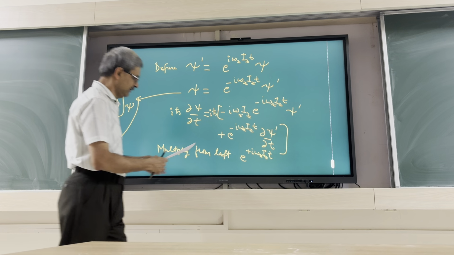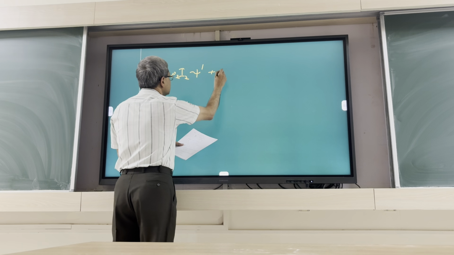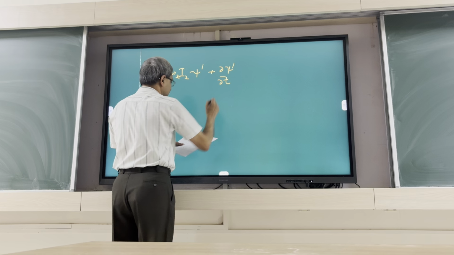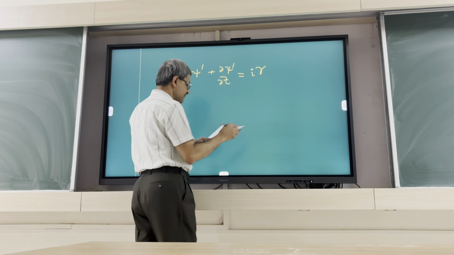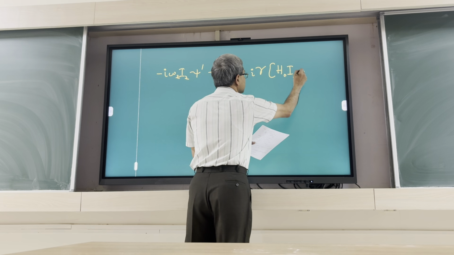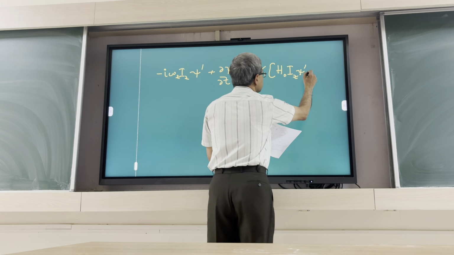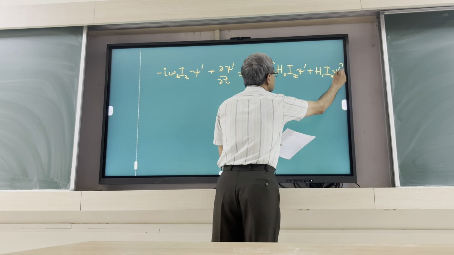So if you now take this, just fairly simple algebra, what you get is minus i omega z I z psi prime plus del psi prime del t equals i gamma h naught I z psi prime plus h1 I x psi prime.